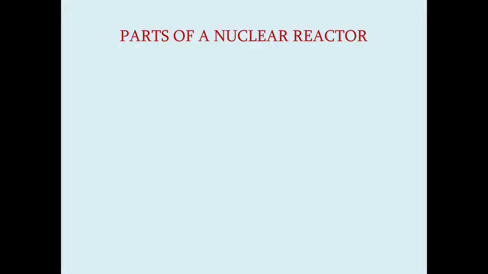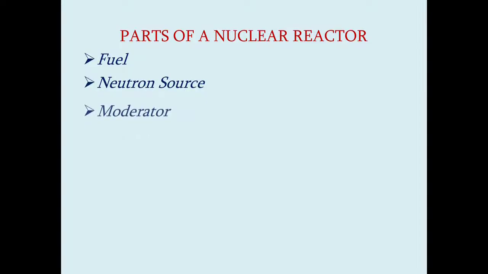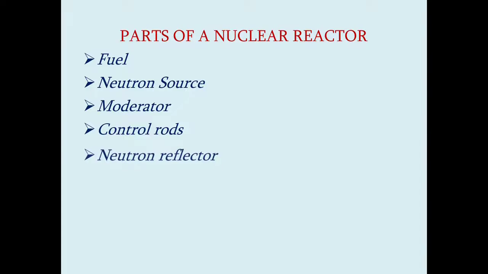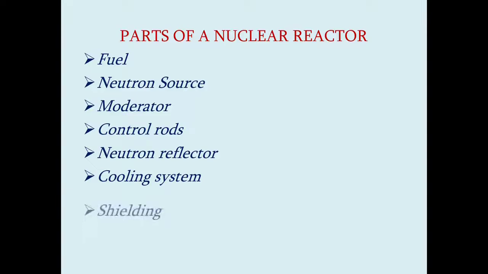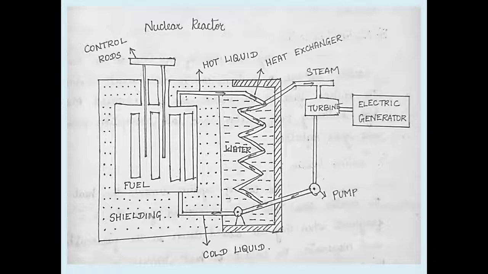Next, let's see what the parts of the nuclear reactor are. The chief parts of the nuclear reactor are: first, we need fuel. Then we need a neutron source which will initiate the chain reaction. Third is the moderator. Then the control rods, which help us keep an eye on the nuclear fission reaction. Then the neutron reflector, the cooling system, and the protective coating, the protective layer or the shielding. Now let's see each part in detail. This is the schematic diagram of how a nuclear reactor will look.